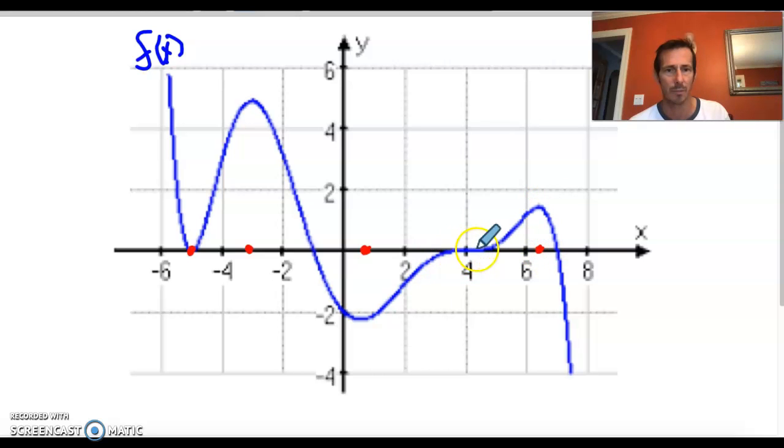And notice this is not a min or a max, but as it levels off and keeps going up, there's definitely a horizontal tangent line here. So even though that's not a min or a max, it would give my derivative a 0 as well.